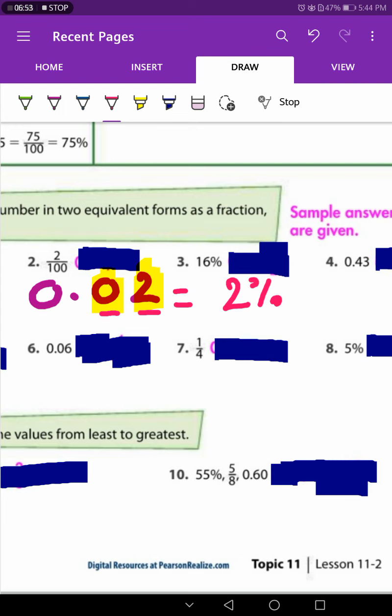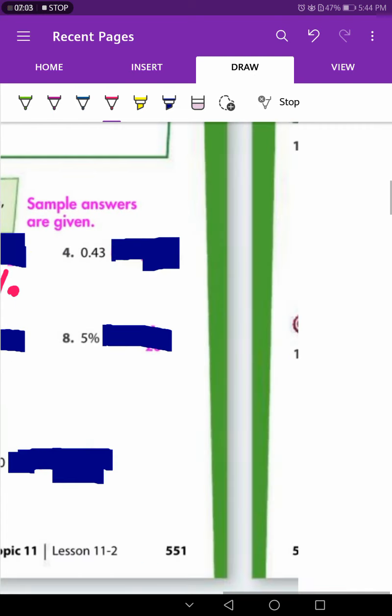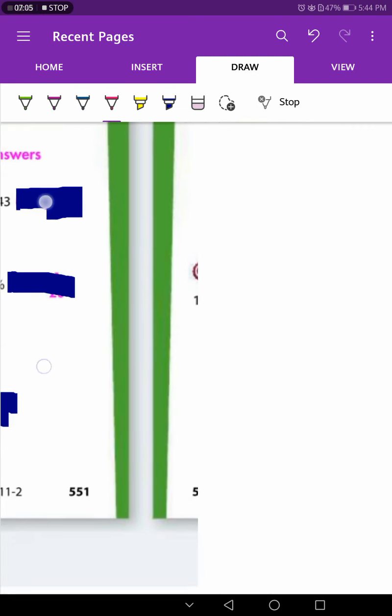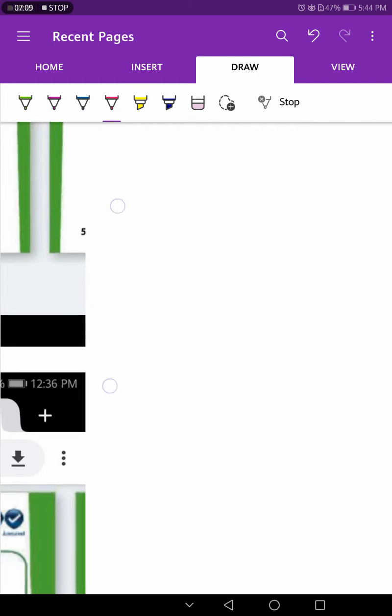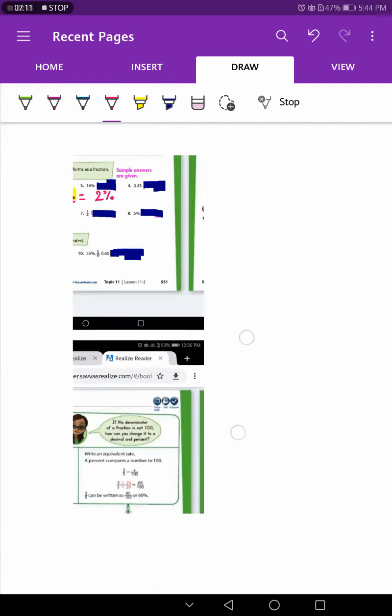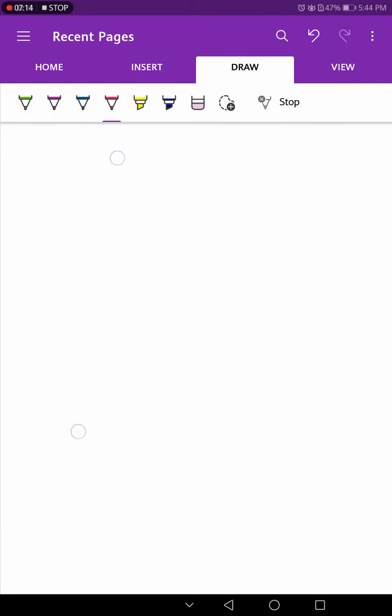I want to say something. Here 0.02. If we take away the 0, it will make a very big difference. It will be 20 hundredths or 2/10. Yes, 2/10 or 20 hundredths. Let me show you what they mean.